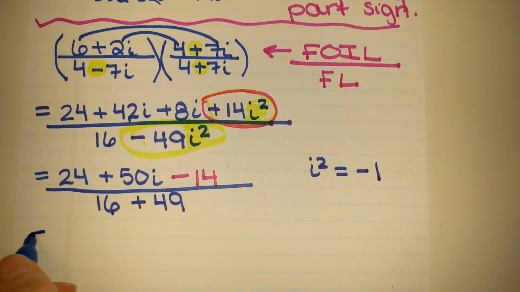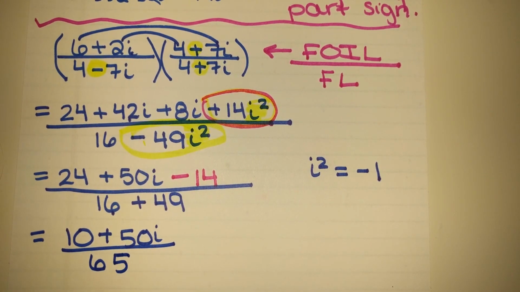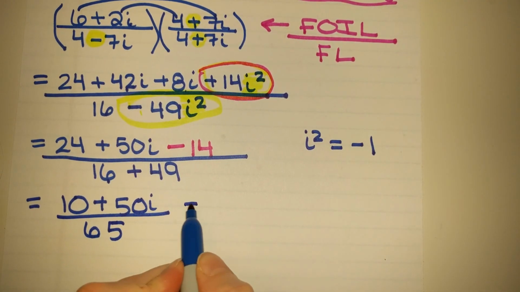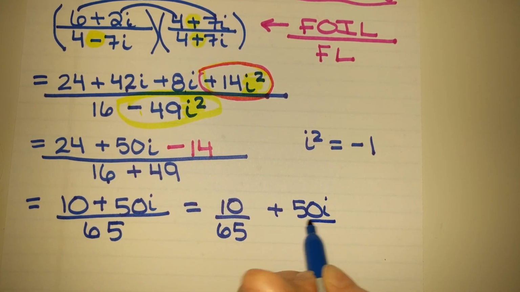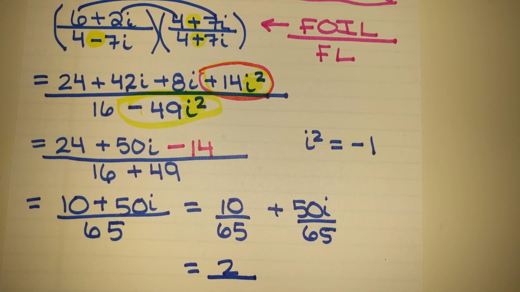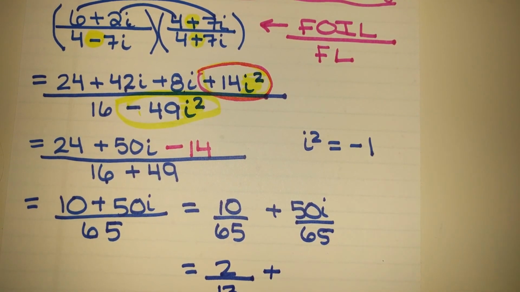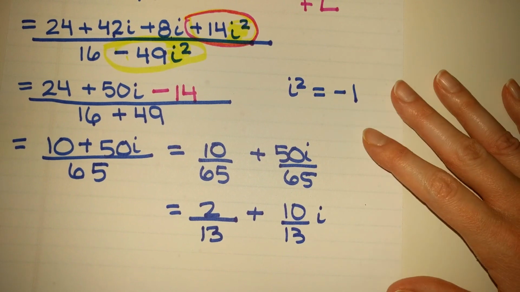And then from there, we just combine our like terms, so we end up with 10 plus 50i over 65. And we do need to reduce that, of course. So this becomes 10 over 65 plus 50i over 65. The 10 and 65, you can take out a 5 to be left with 2 over 13. And then the 50 over 65, you can also take out a 5 and be left with 10 over 13i. And so that is our final answer.